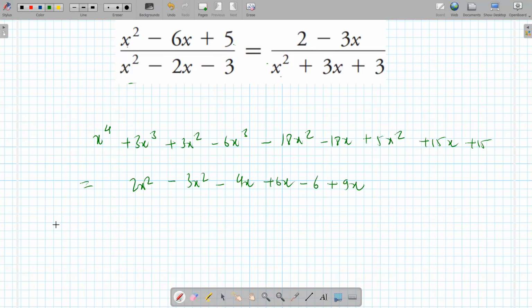And then you want to group everything to the same side. There's only one x to the power of 4, but we do have 3x cubed and 6x cubed. How many x cubes do we have? This should have been x cubed.